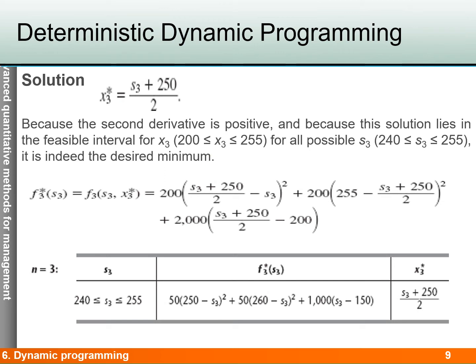So for the cost, based on the formula we had in the previous one, now I can substitute X3 like this in the formula that we prepared in the previous slide. That is this one plus this one plus this one. If I make it simpler, the f3 star of S3 will be a formula something like that. And the amount of X3 star will be S3 plus 250 divided by 2.